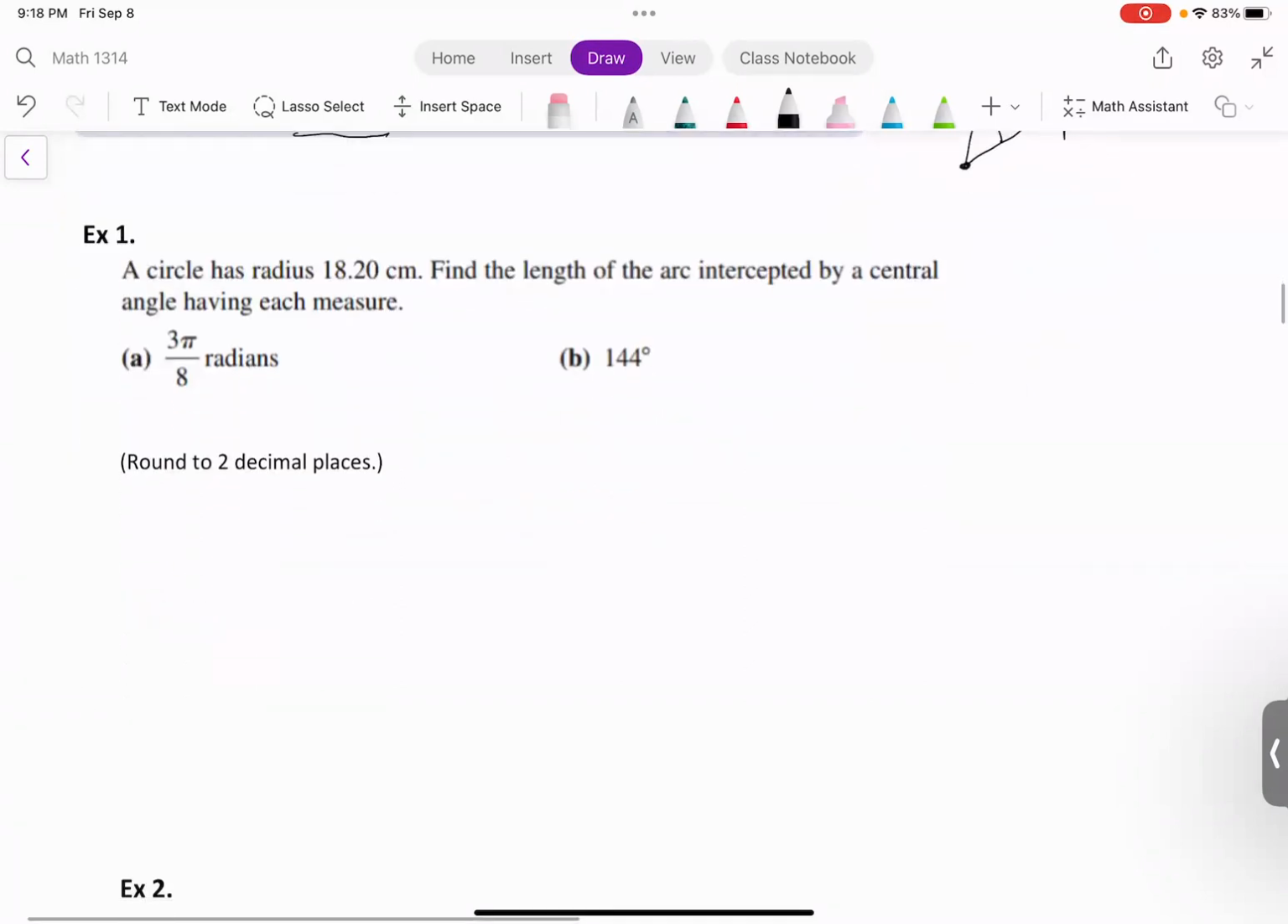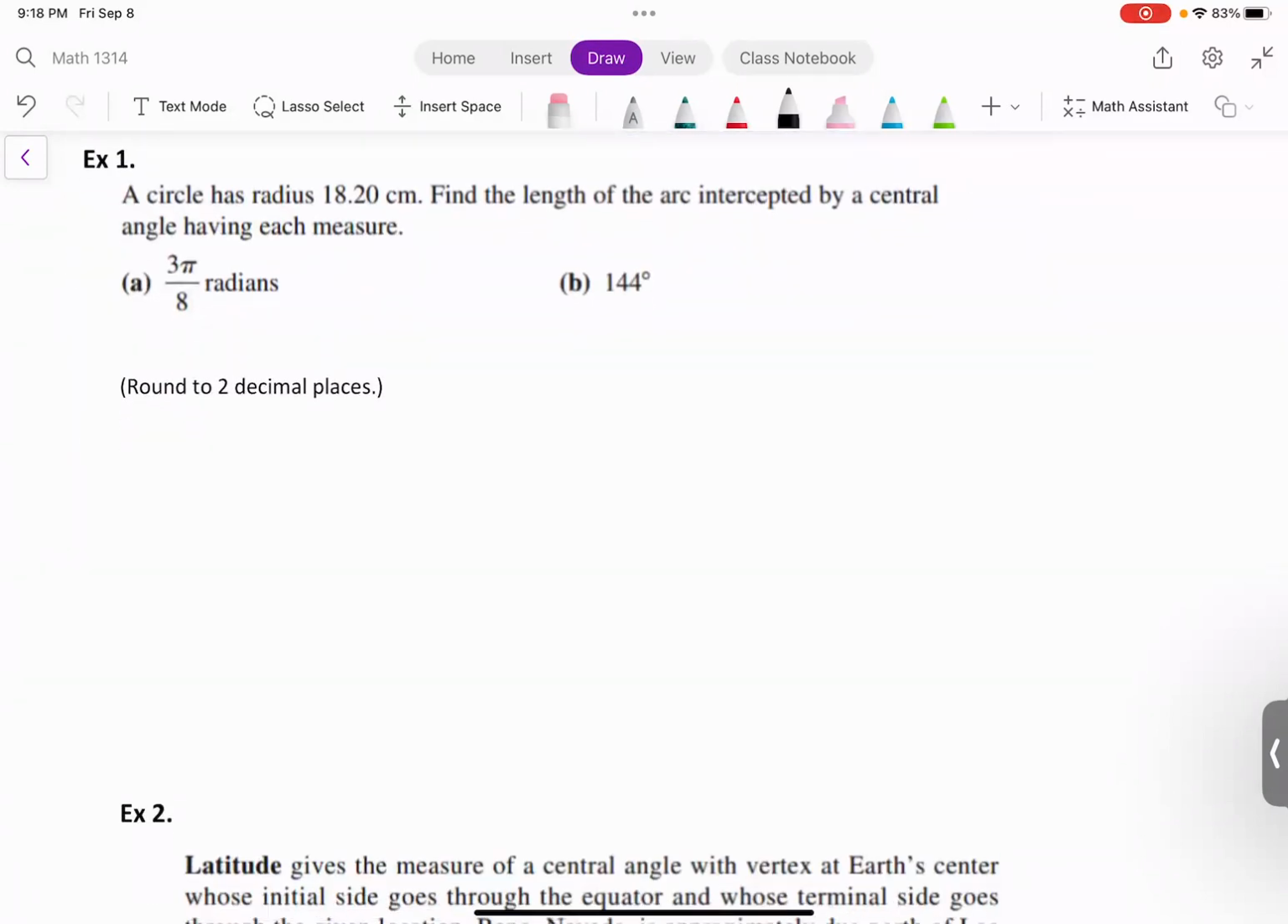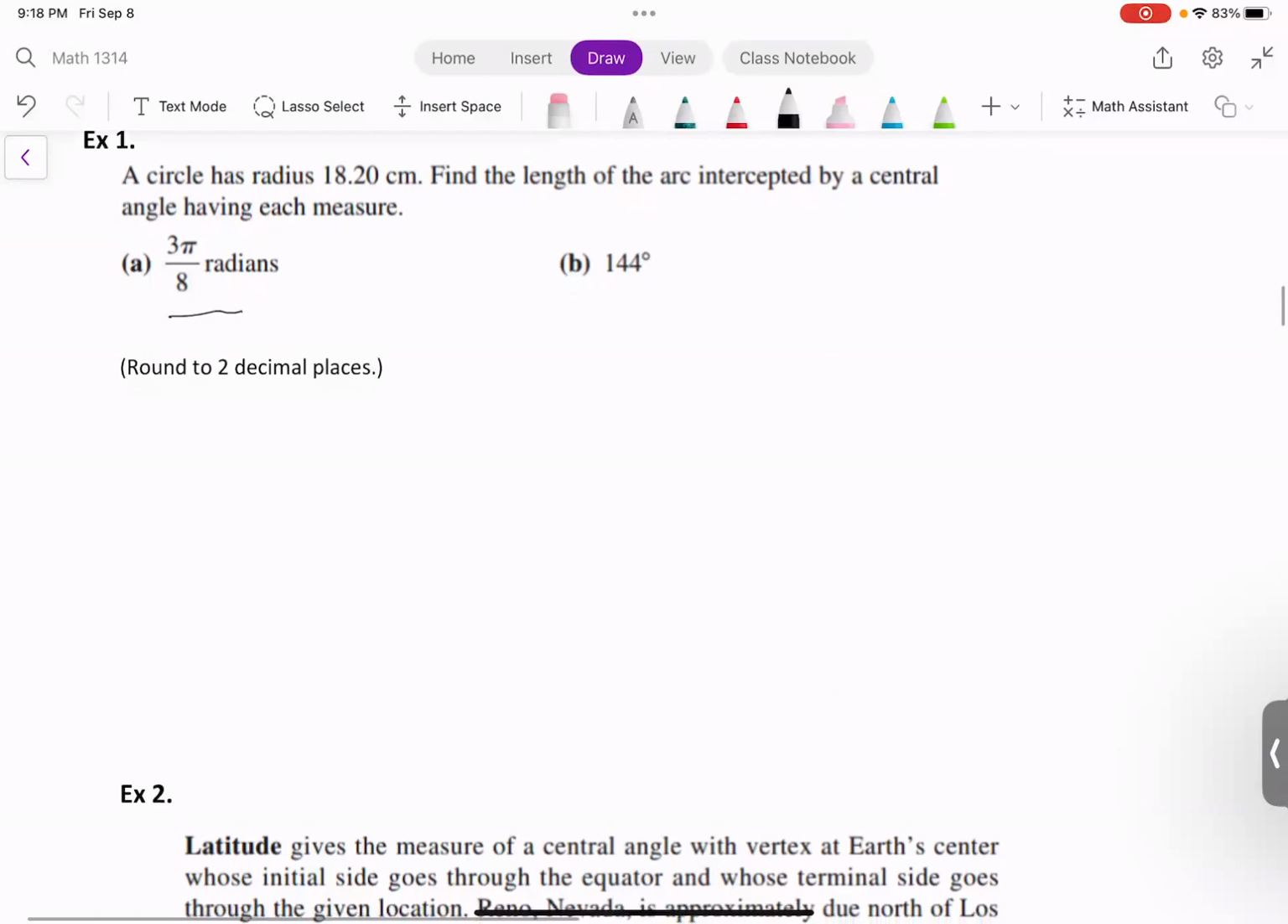Let's see the first one. Example 1. A circle has a radius of 18.2 centimeters. Find the length of the arc intercepted by the central angle having each measure. Round to 2 decimal places. So for the first one, theta is given. Theta equals 3 pi over 8. Let's find the arc length.